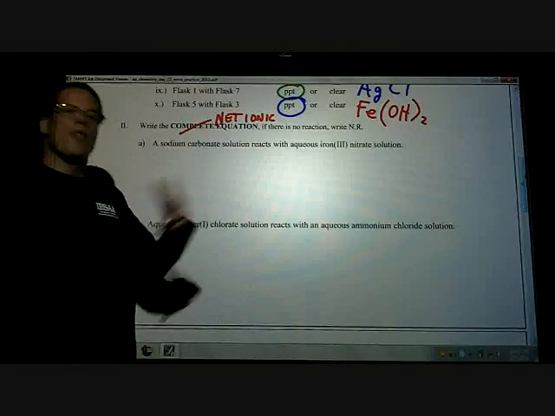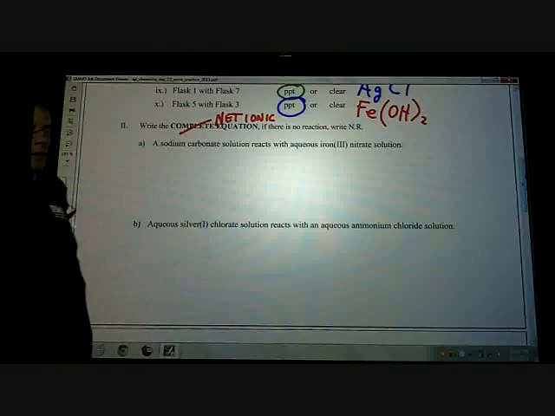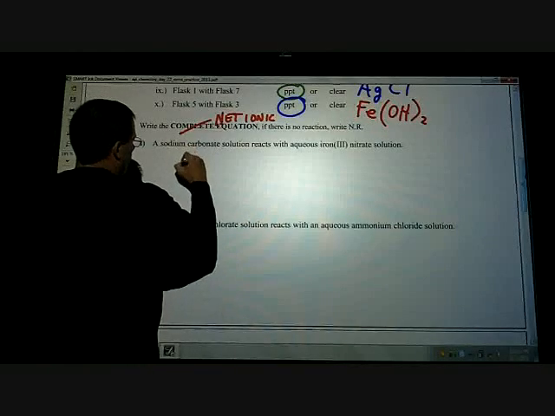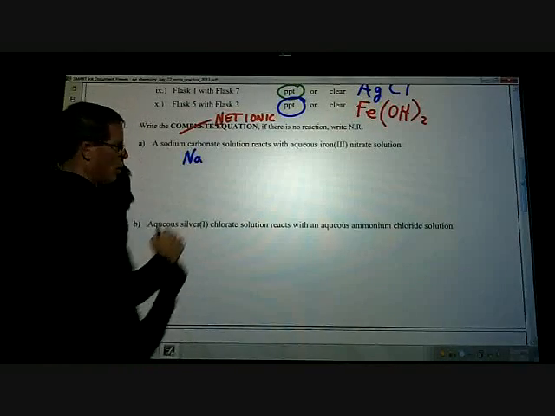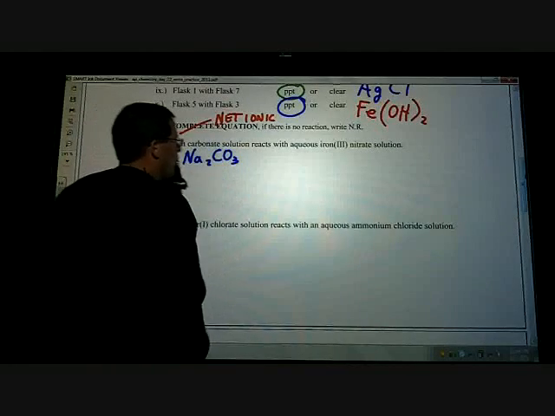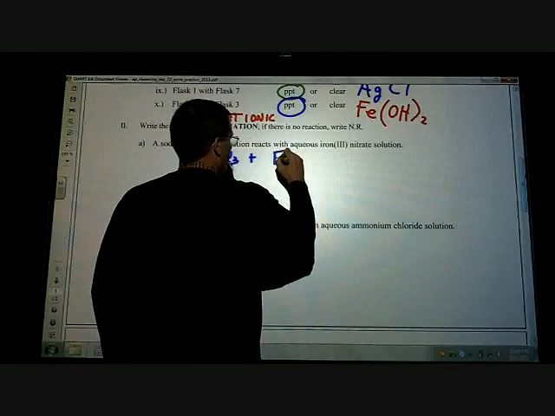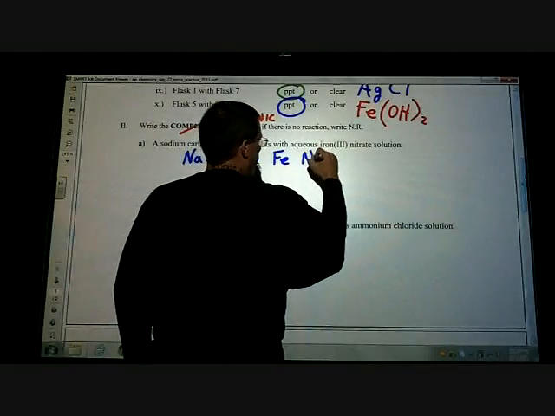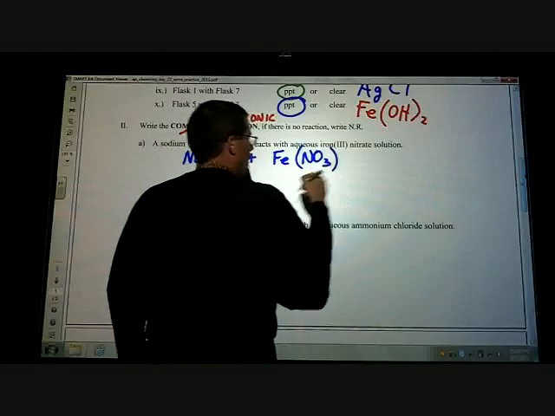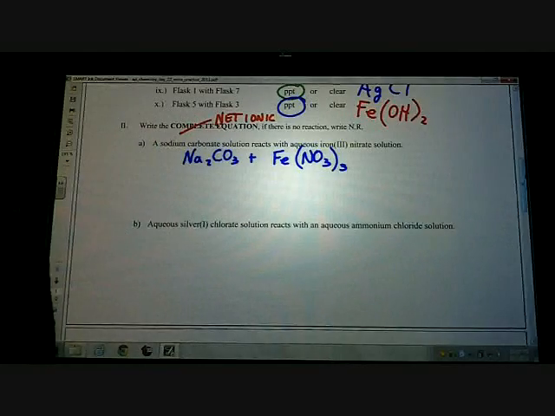Actually, I'll just write the equation, then I'll show you the net ionic equation. In this case, we have to be able to translate from sodium carbonate. Sodium has a +1 charge, carbonate has a -2 charge, so that means we need 2 of those, and iron 3 nitrate, so nitrate NO3, which means that iron's a +3 charge, nitrate looks like that, so -1.